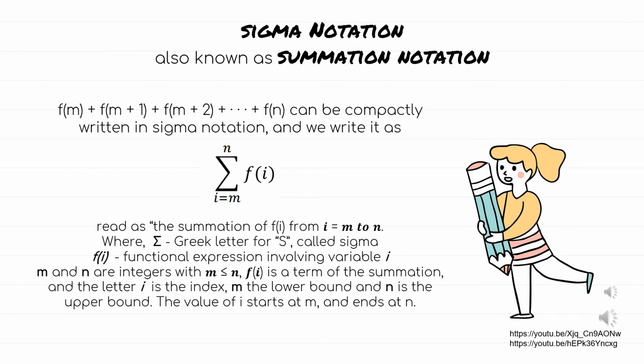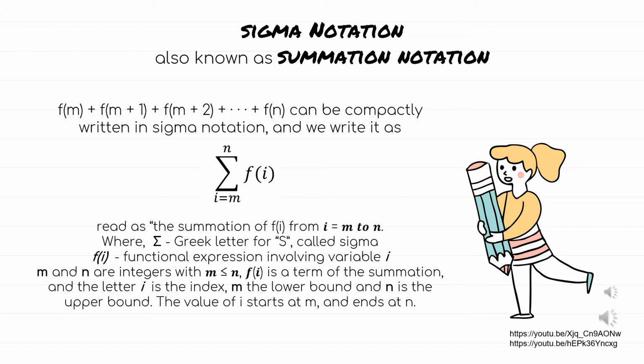If f of I denotes some functional expression involving variable I, then f of m plus f of m plus 1 plus f of m plus 2 plus and so on plus f of n can be compactly written in sigma notation, and we write it as the summation of f of I from I equals m to n, where m and n are integers with m less than or equal to n.